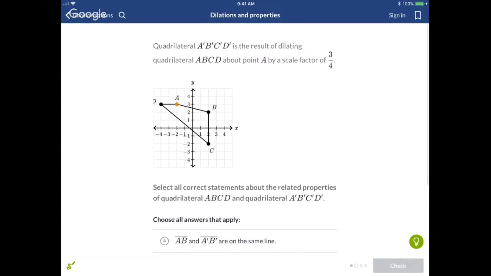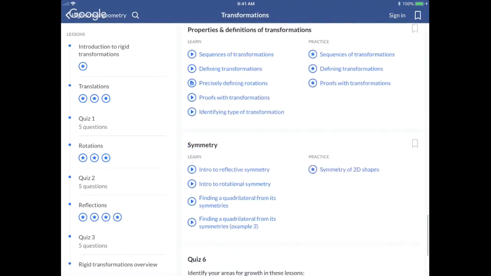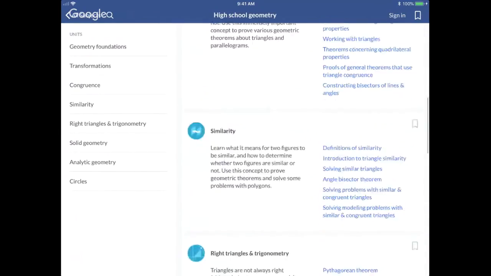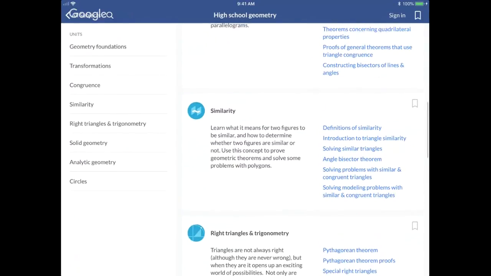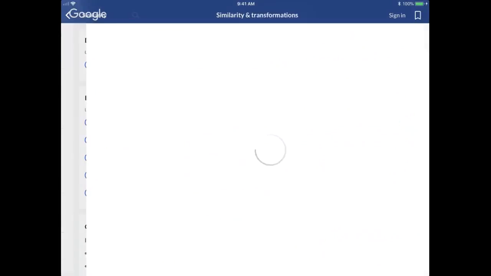No, these aren't really what I was looking at. I'm interested in looking at dilations and similarity. So maybe let's go back to the questions about similarity. There we go. That doesn't have anything about dilations. Maybe the definitions of similarity. Similarity and transformations. That's what I was hoping for.